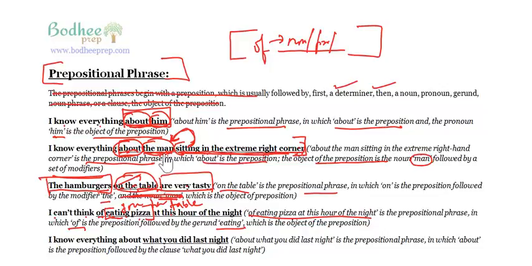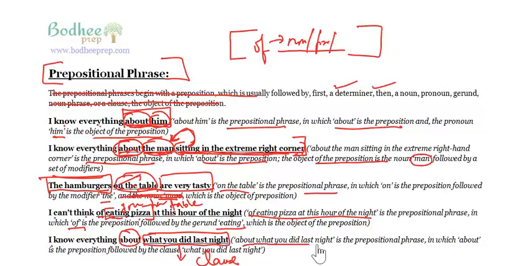The man, right? Here we have about. What is the object of preposition? Him. And similarly here, I know everything about. And what is the object of preposition? What you did last night. This whole thing is basically the object, which is nothing but the clause, right? So, I know everything about what you did last night.